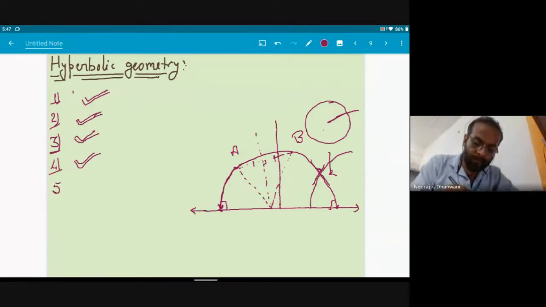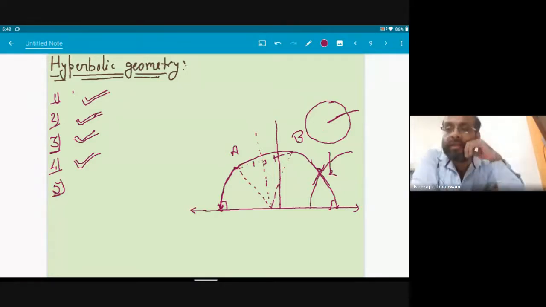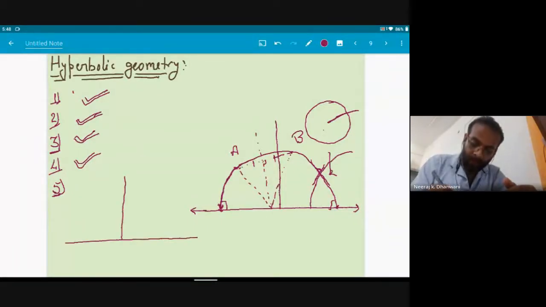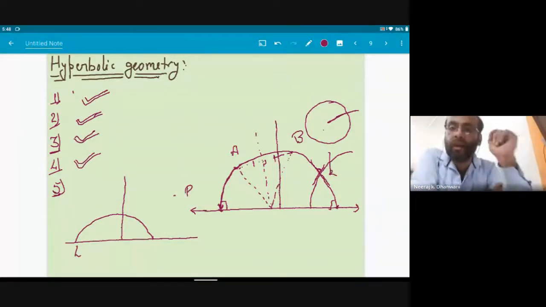Fifth one. What about the fifth one? Are we achieving something? For this, we need some equivalent statement. But first I try to make the picture again. This is my plane. If I have this line, and this is a point outside my line, which is the obvious line you think we can draw from P which doesn't touch L? A straight line.